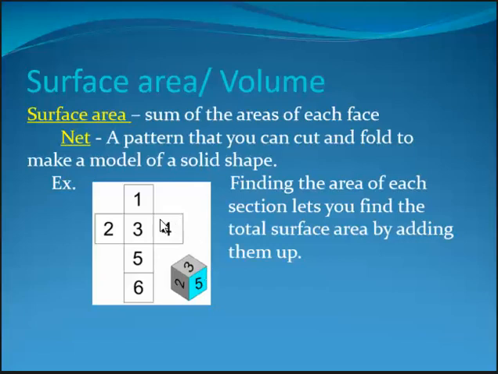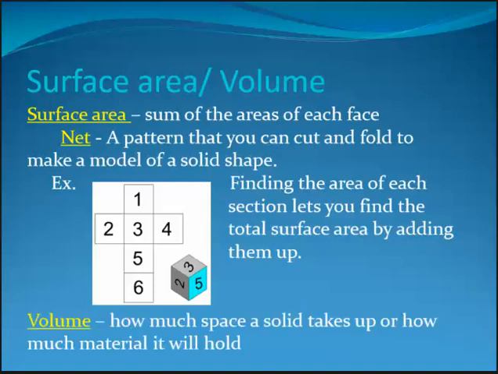If I found the area of section 1, section 2, section 3, section 4, 5, and 6, and added those all together, I would have the surface area of this cube. The area of the surface. If I calculated how much space that cube took up, that would be volume. Or you could also think of it as how much material it would hold, how much air is inside. That is volume.